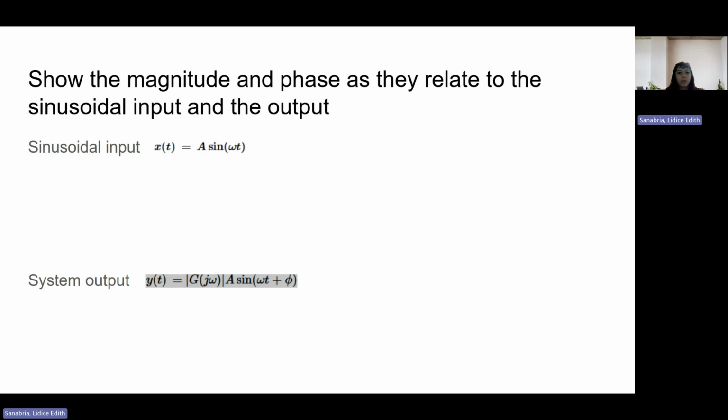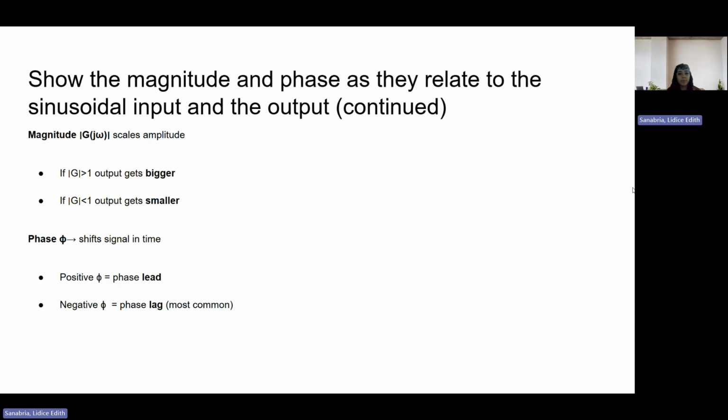And then to connect these ideas, you can imagine sending a sine wave into a system. So the sinusoidal input is represented by this equation, and then the system output is represented by this equation. So essentially, the output will still be a sine wave at the same frequency, but the amplitude may change and the wave might shift to the right, meaning it's going to lag behind. So magnitude tells us how much the amplitude changes, and phase tells us how much delay is coming in.